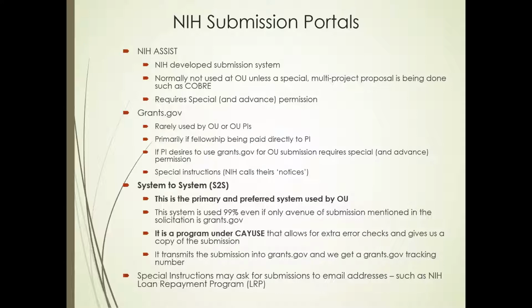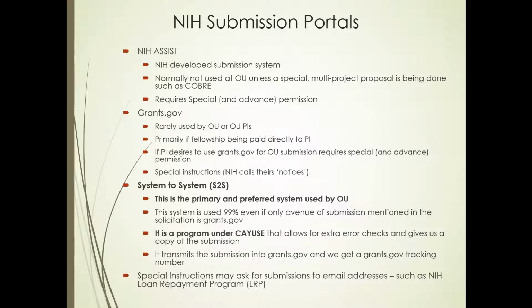The system-to-system is the way that we normally do our proposals at OU. It has an extra layer of error checks that it does, and so that's one of the reasons why we use it. It gives us a chance to look for problems before the submission actually goes into grants.gov or is sent on to NIH. It also gives us a way to quickly print out the proposal so that we can send it to you to review prior to submission if we have time, and it gives us a copy where we can pull it down and attach it to your file that's in Cayuse for use later.